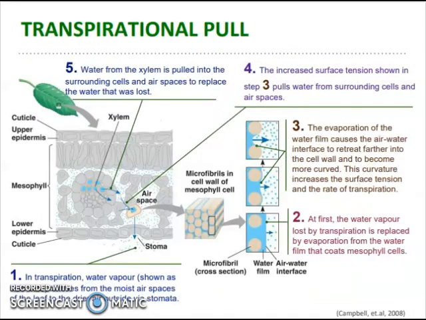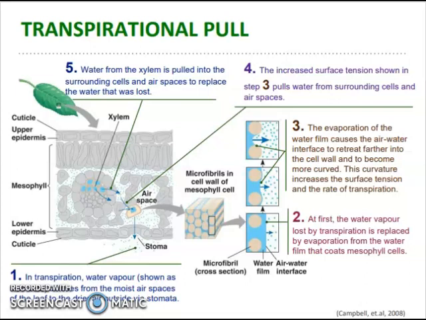The figure in this slide describes the development of transpirational pull in the leaf. The first step is, in transpiration, water vapor, shown as blue dots, diffuses from the moist air spaces of the leaf to the drier air outside through the stomata. In the second step, the water vapor lost by transpiration is replaced by evaporation from the water film that coats the mesophyll.